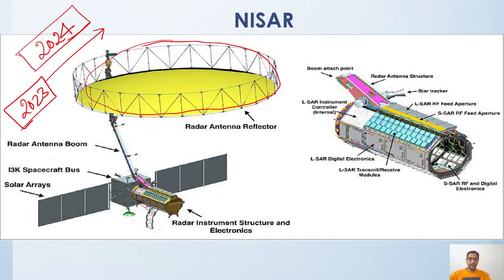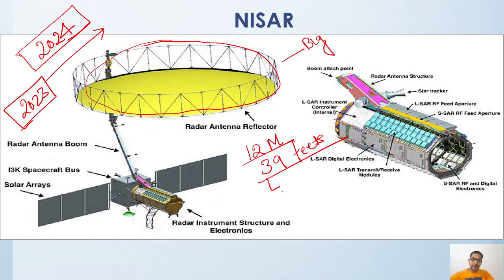Here you can see this very big radar antenna reflector. The antenna length is around 12 meters, which is around 39 feet, and it will operate both L band and S band microwave bands. This aperture mesh will be a reflector antenna.